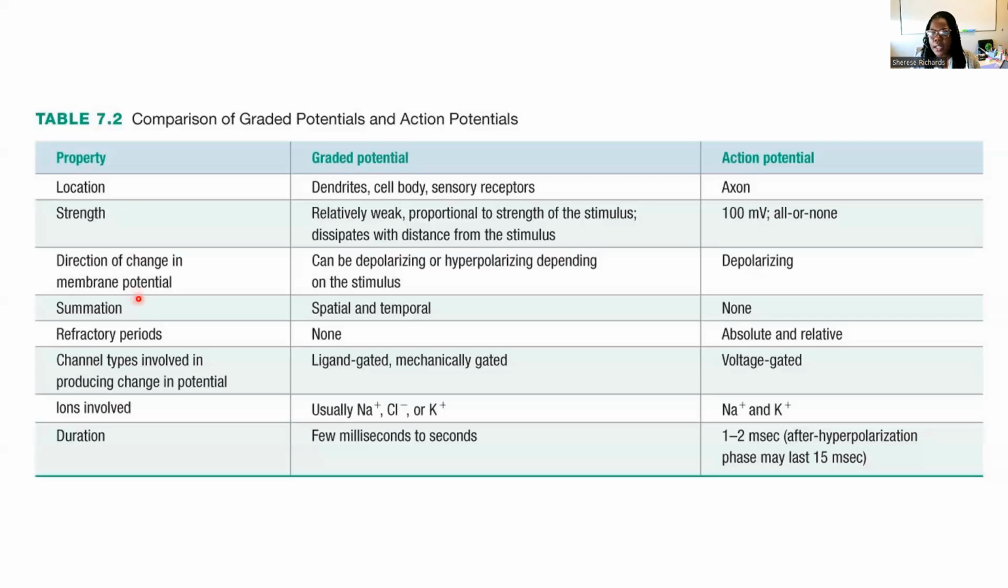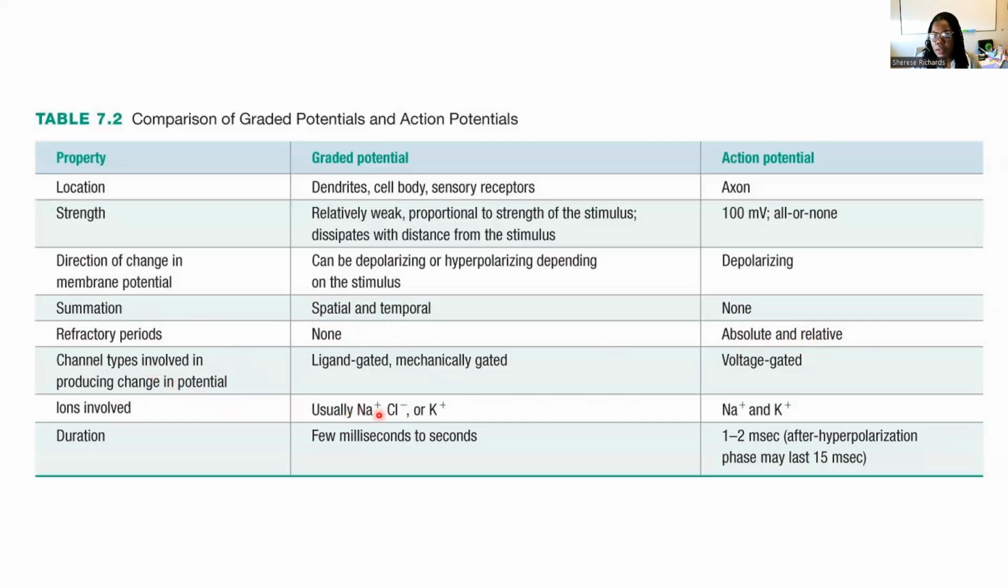And again, the direction of change, the ability for summation, we'll talk about this coming up, but action potentials do not have the ability to sum. We cannot add or accumulate action potentials. They cannot aggregate, right? They cannot add or be added to each other. It's one, recover, another, recover, another, recover. There is no adding or addition to action potentials. There is for graded potentials, all right? The refractory period, so graded potentials have none. Action potentials do have two.